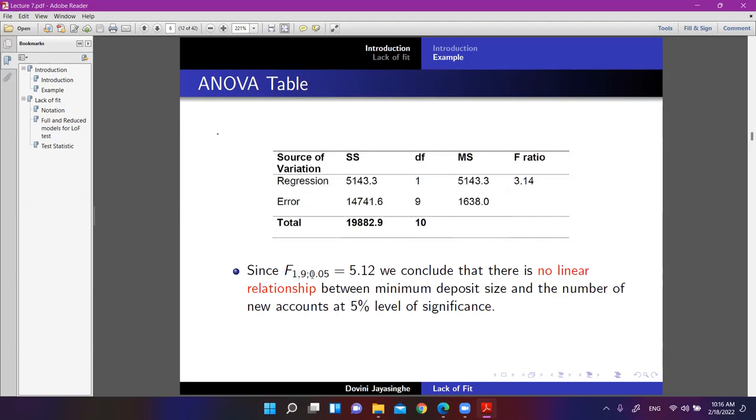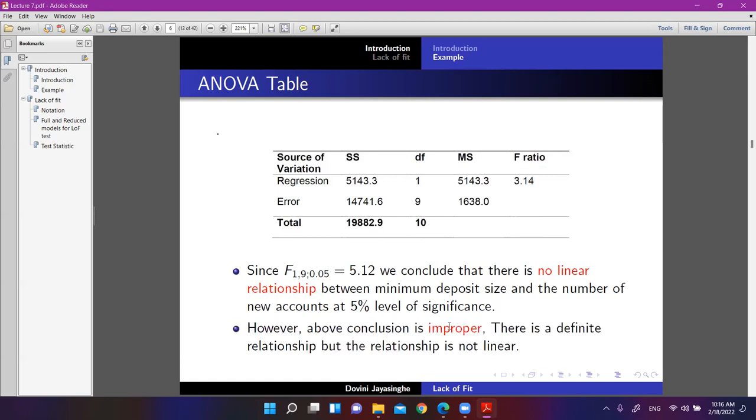Since F is less than 5.12, we conclude that there is no linear relationship between X and Y at the 5% level of significance, right? This is read from the table and these two are compared. We reject H naught if this one is greater than this value, that is, if it is in the rejection region. But here we have to accept H naught, that means beta 1 is equal to 0, that means there's no linear relationship between the two variables.